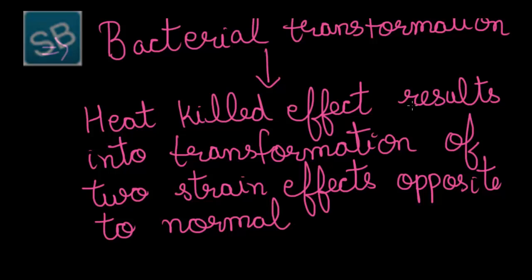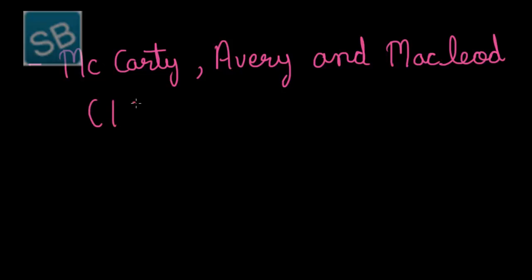Such a bacterial transformation was carried out with the help of DNA, which was carried as a genetic material, which was first analyzed by Griffith, and therefore it was termed as Griffith effect. Following it, many scientists supported the Griffith effect in a more advanced manner. Few scientists were McCarty, Avery, and McLeod. These were the scientists who, in 1944, supported the Griffith experiment.